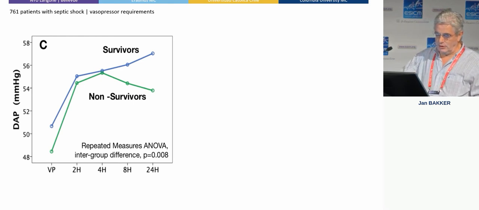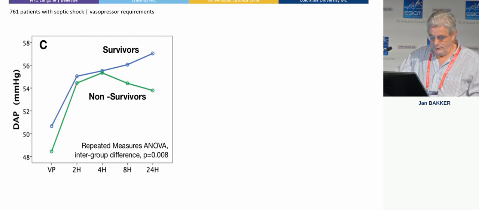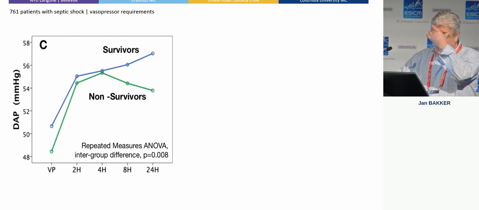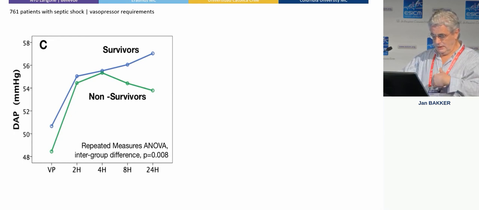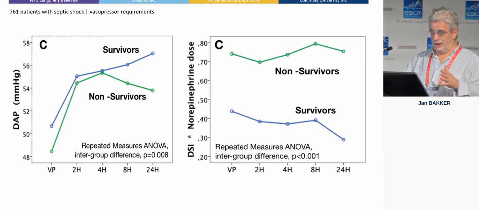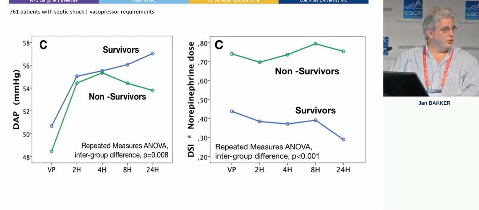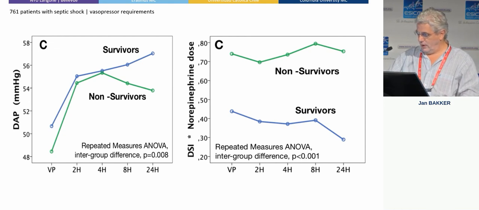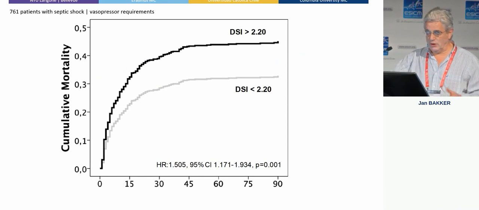And when you look at the diastolic pressure in this group of 760 patients in septic shock, there is hardly any difference at baseline and for the first 4 hours in diastolic arterial pressure between the two groups. It's only at the end of this first 24 hours that they separate. And the non-survivors cannot maintain an increase in diastolic blood pressure. When you then look at this diastolic shock index and you correct for the use of norepinephrine, you see an enormous difference between non-survivors and survivors. And when you look at the mortality, we came up with a cutoff of 2.2.